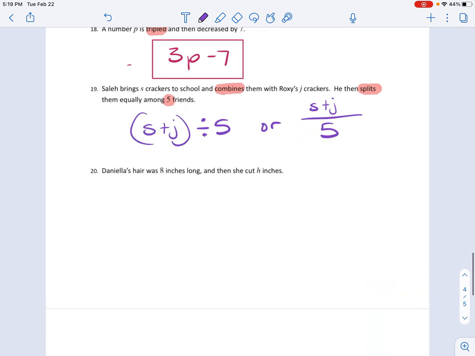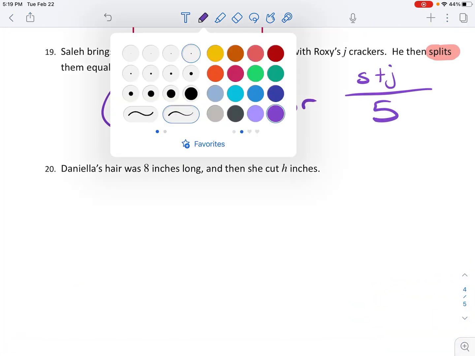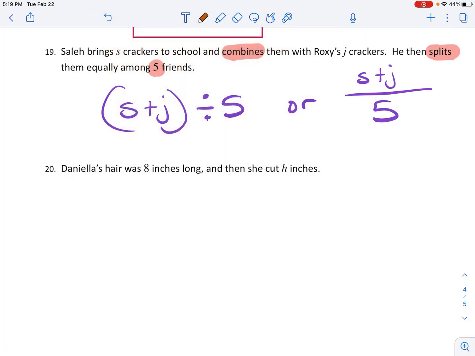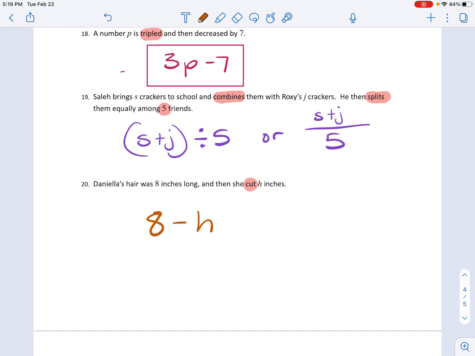And the last problem of this review is telling us Danielle's hair was 8 inches long, and then she cut h inches. Cut is the keyword here, and cut is telling us to subtract. So our answer is 8 minus h.